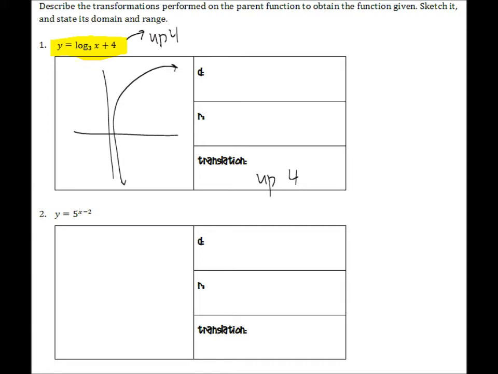Its domain stays the same as it usually is. X is just greater than 0. Its range still remains the same. Y can be anything.